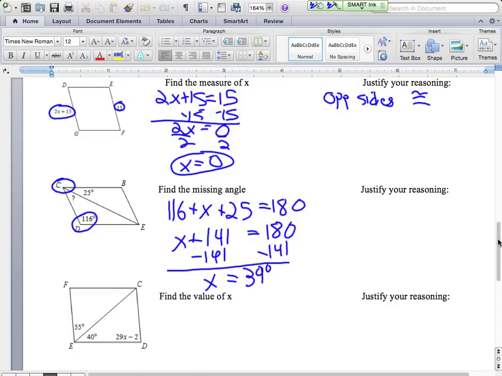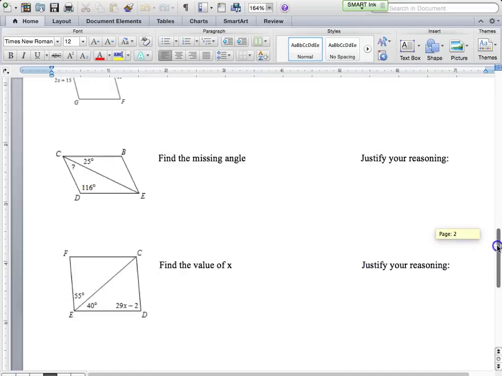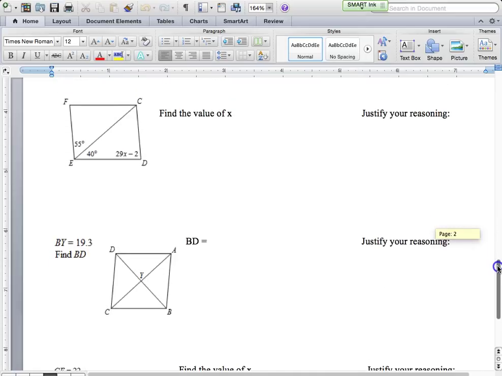So x equals 39 degrees. So justify our reasoning. Well, same thing we've been using. Same side interior angles are supplemental. So nothing different. Same property. Same side interiors are supplemental. Alright, so I want you guys to go ahead and try this next problem, and we'll go over it in a second. So go ahead and pause the video and give it a try.